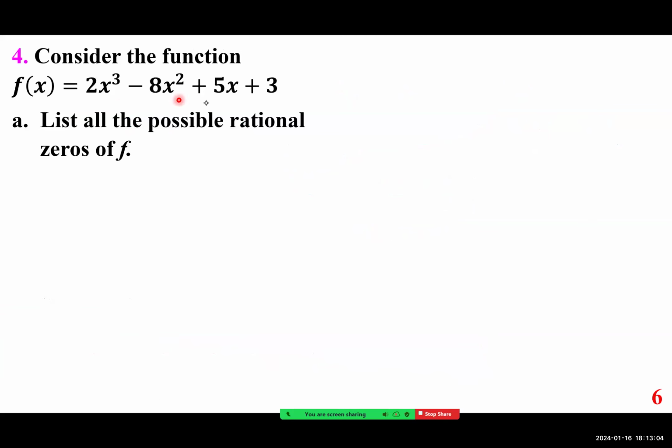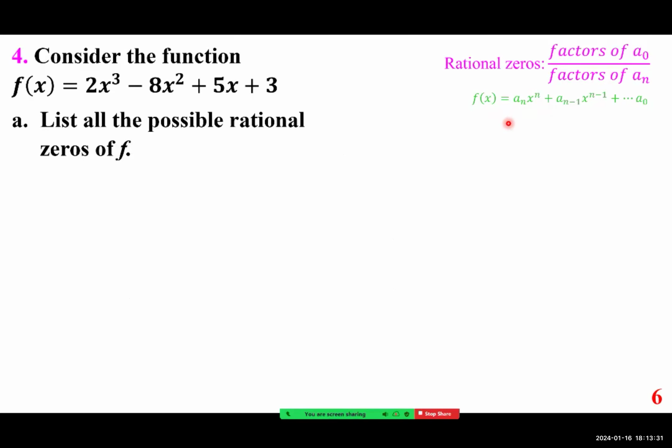Consider the function f of x equals x cubed minus 8x squared plus 5x plus 3. List all possible rational zeros of the function f. And I remind you that rational zeros are found by dividing factors of a sub 0 over factors of a sub n, where f of x is a sub n x to the power of n, all the way down to a sub 0. A sub n is the leading term coefficient, okay? And this is a constant, okay?